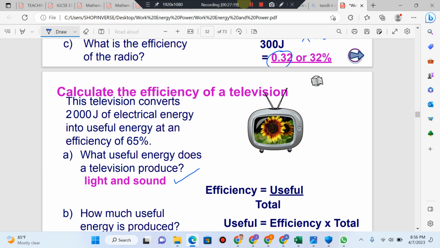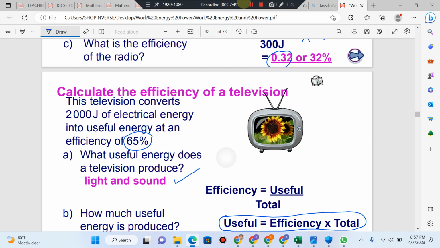How much useful energy is produced? You see, this is the efficiency, right? So how will you get the useful energy produced? Useful energy is efficiency multiplied by total energy. So now you multiply efficiency by total energy and tell me what you get. Pause this video and solve it yourself. Then you compare your answer with mine. Pause the video now and solve it.